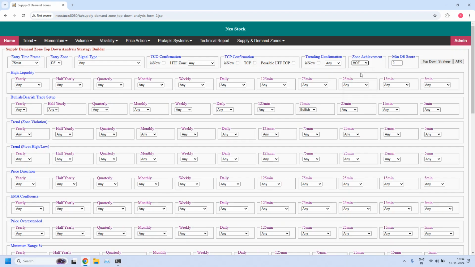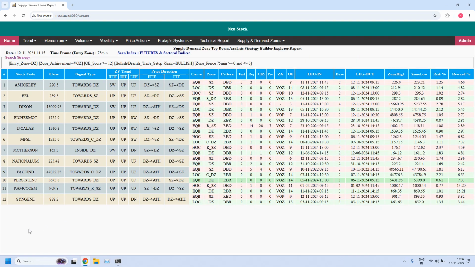And zone achievement violated opposing zone. And the third filter, OE score should be minimum 12. All the three filters are applied to the 75 minutes demand zone. Let's verify. We got 12 stocks, and all these 12 stocks are supporting the bullish trade setup for weekly income trade. Entry time frame is 75 minutes demand zones. And in these 12 75 minutes demand zones, some high probability demand zones could be available. We need to identify them.